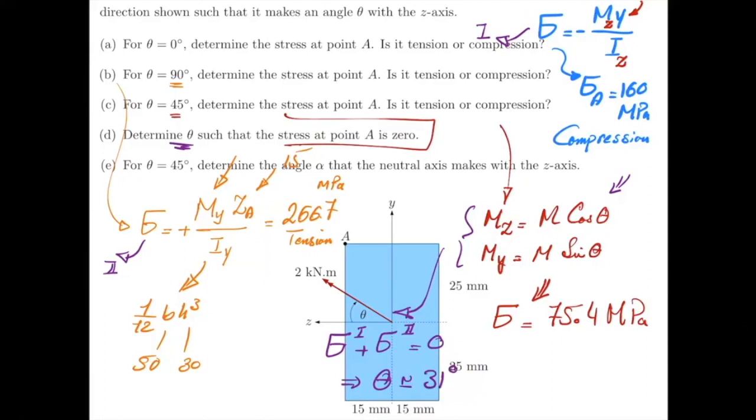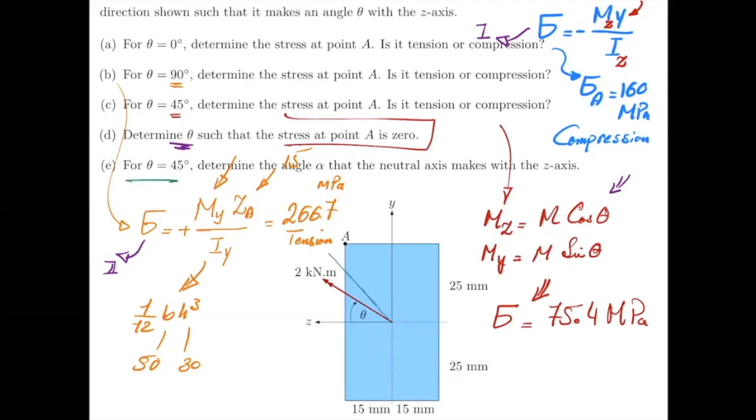But if you have done that previous part correctly, this should be very, very simple. Do you have any question? All good? Okay, so we have done this. Now, in the next part, I use green color. In the next part, it asks you again, if theta is 45, compute the angle of the neutral axis.